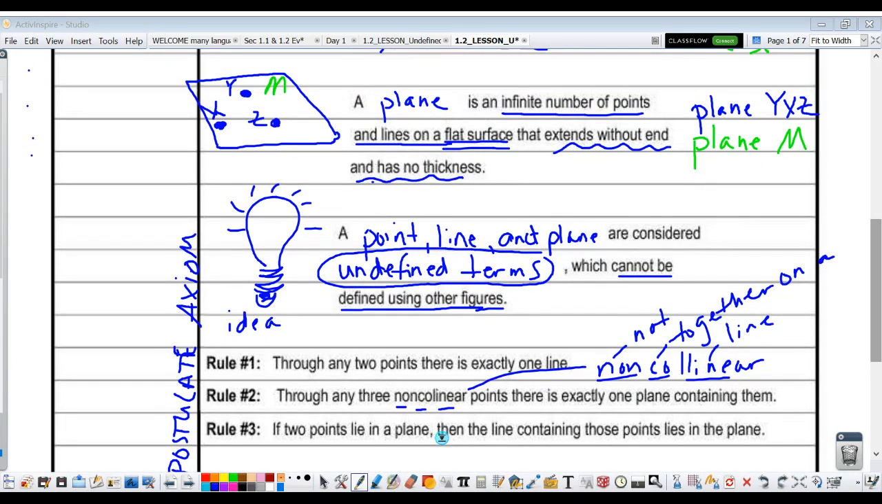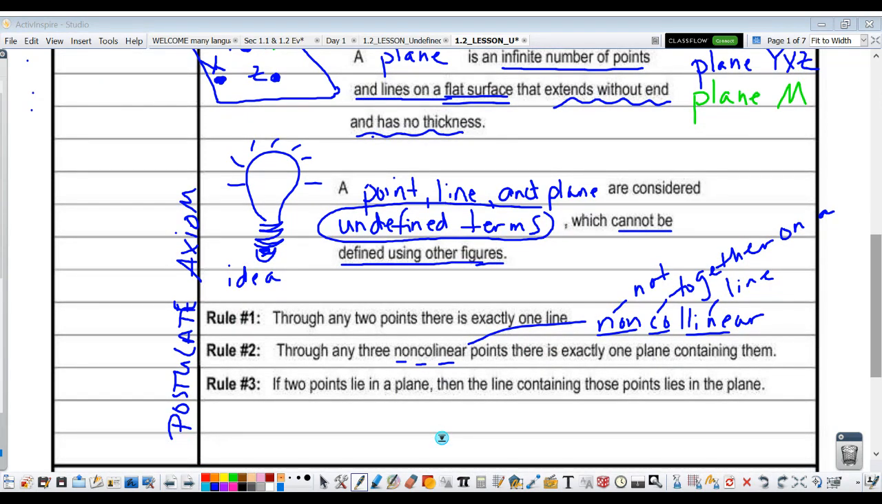And we see here in our notes, in the definition, we have 3 points that are not together on a line and are contained by a plane. Rule number 3, if 2 points lie in a plane, then the line containing these points, or that can be drawn from those points, also lies on the plane. That makes sense. Okay.